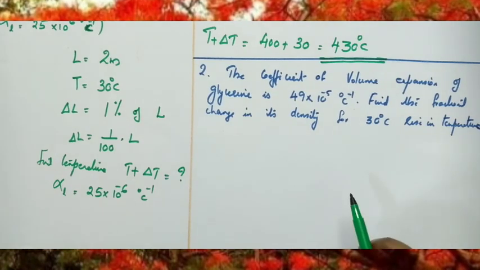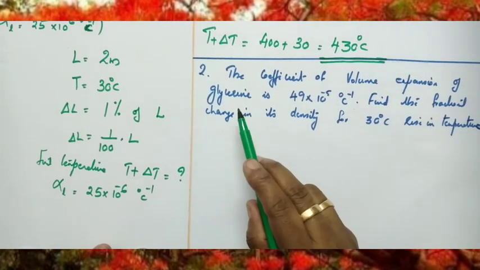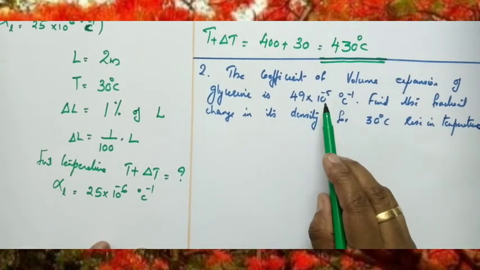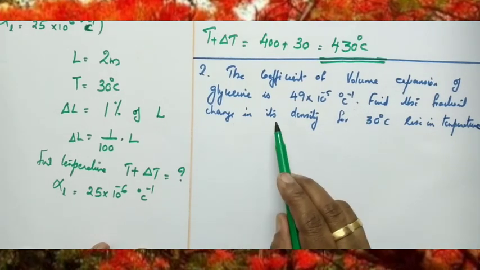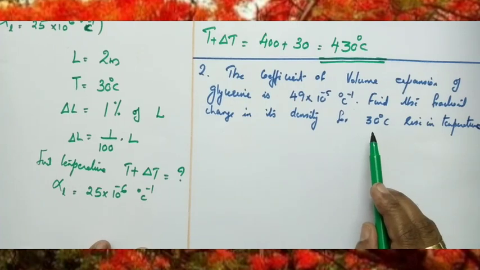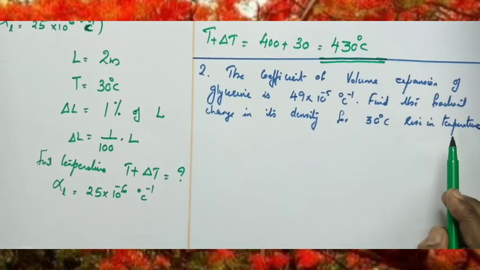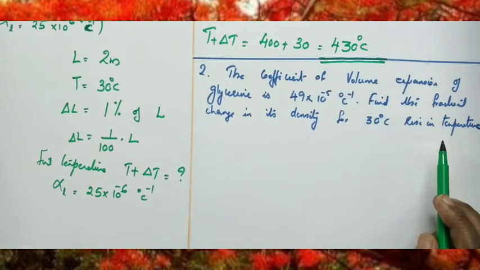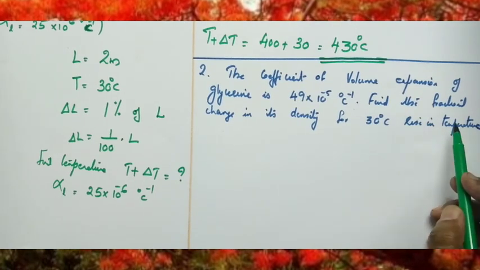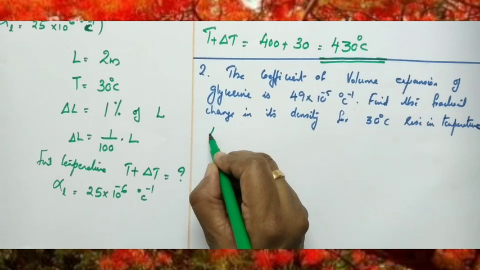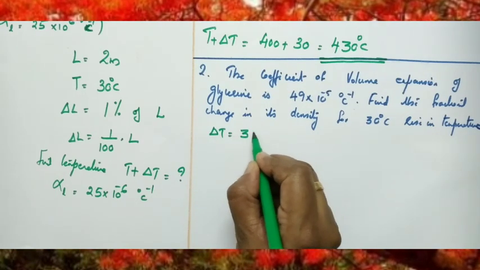Now second question: the coefficient of volume expansion of glycerin is 49 into 10 raised to minus 5 per degree Celsius. Find the fractional change in its density for 30 degrees Celsius rise in temperature. Fractional change in density we have to find out. So what is the change in temperature given? Delta T is equal to 30 degrees Celsius.